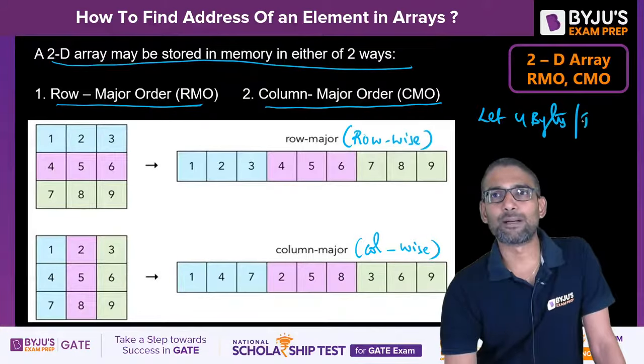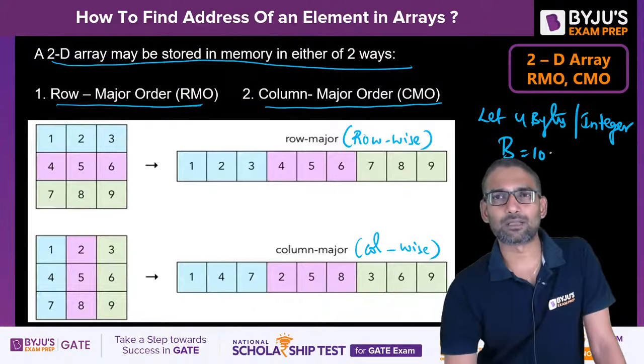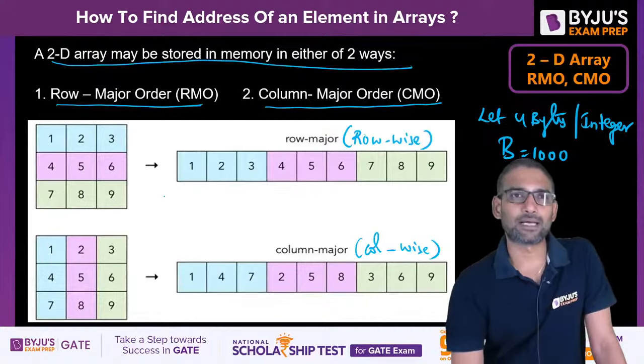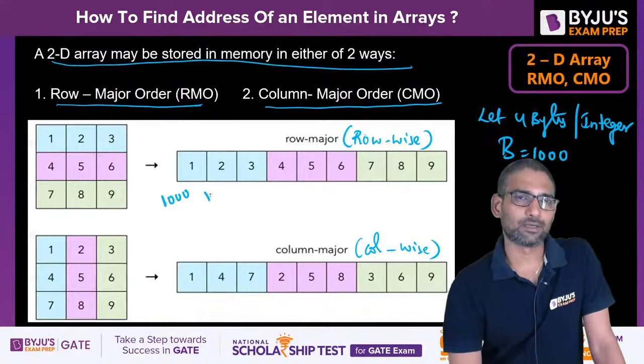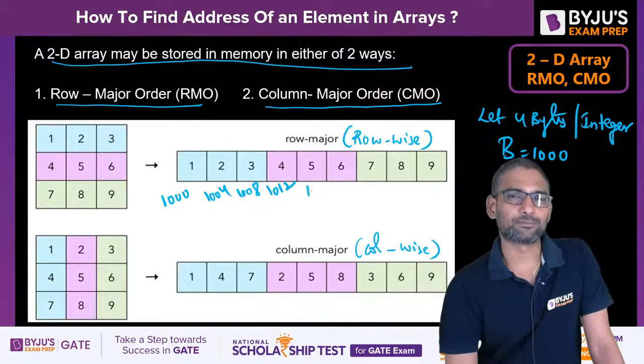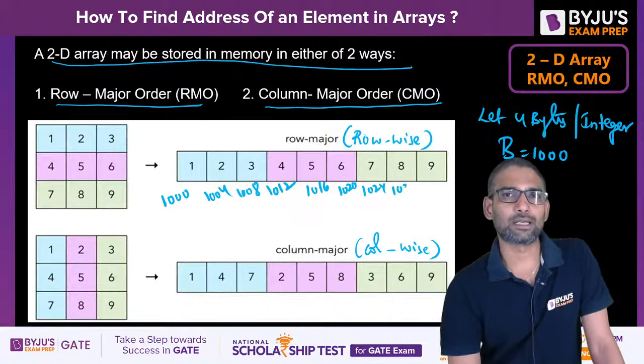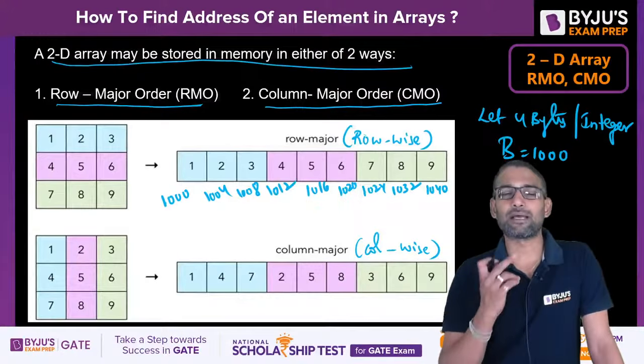Let us take 4 bytes for integer and the base address as 1000. Then the addresses would be like this: 1000, 1004, 1008, 1012, 16, 20, 24, 32, 40. Total 9 elements I am having.